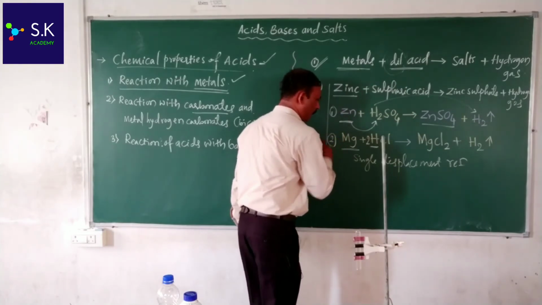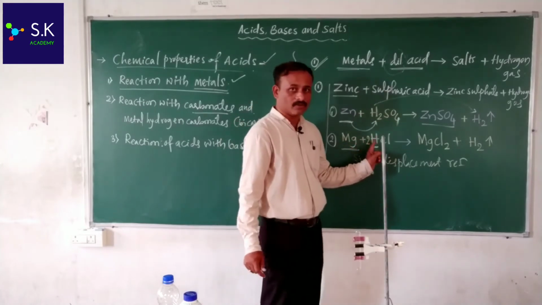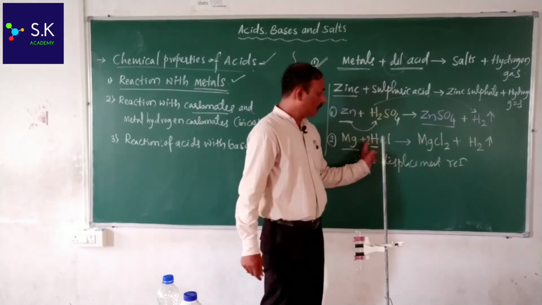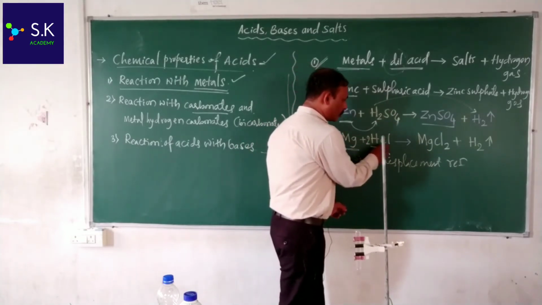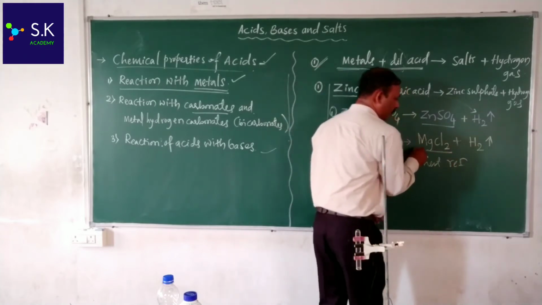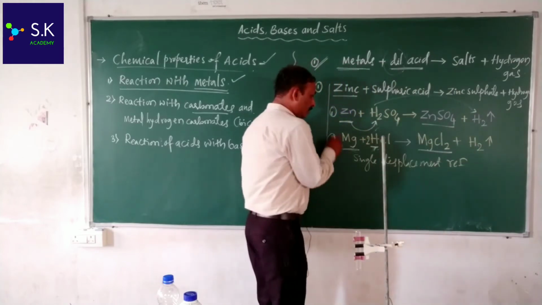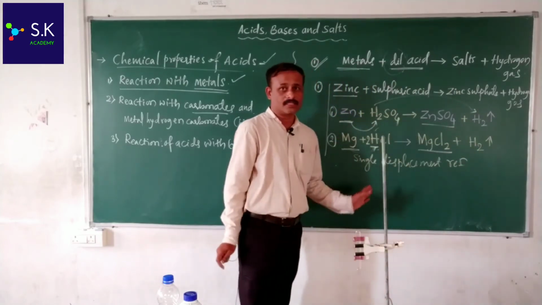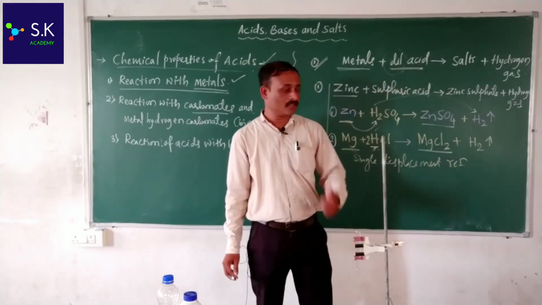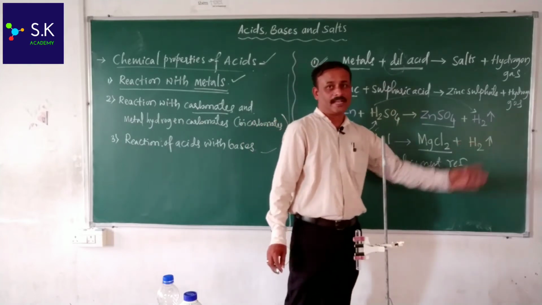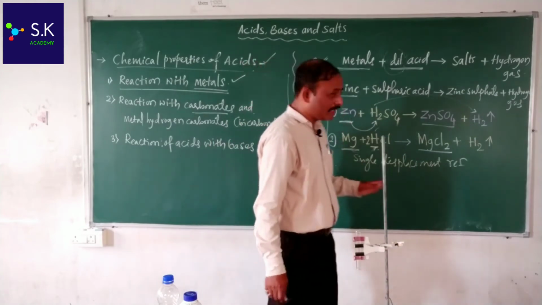And for the second one, I have taken one more metal, that is magnesium. When magnesium combines with hydrochloric acid, magnesium displaces the hydrogen and combines with chlorine, forming magnesium chloride, which is a salt. Along with that, hydrogen gas is liberated. This is an example of a single displacement reaction that we studied in the first unit. So this is all about the reaction of metals.